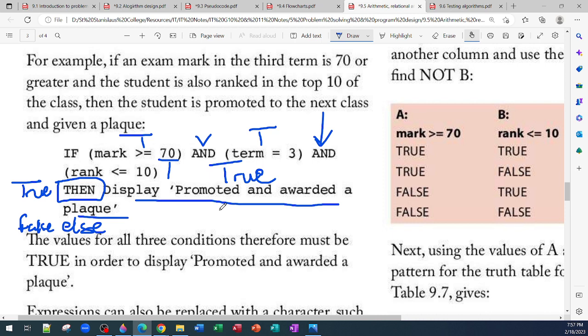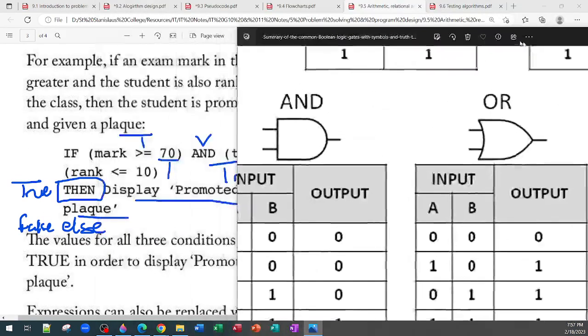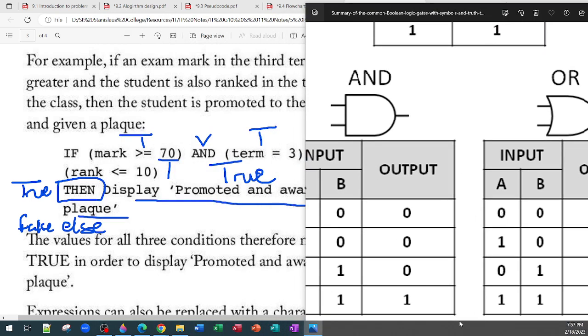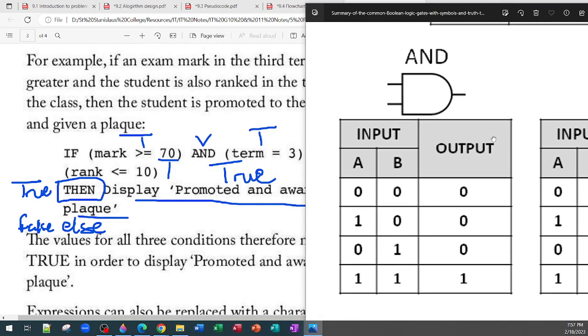Anybody not following that? Anybody that was not clear on that? So you guys seeing how that truth table worked there? Are you seeing that? How true, true, true, all equal true?